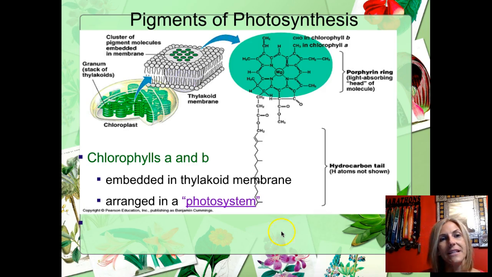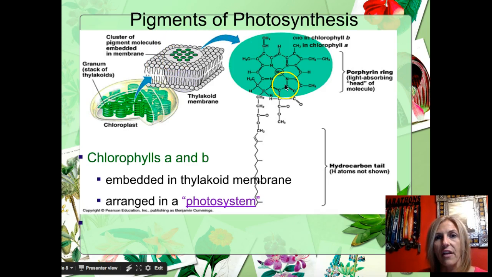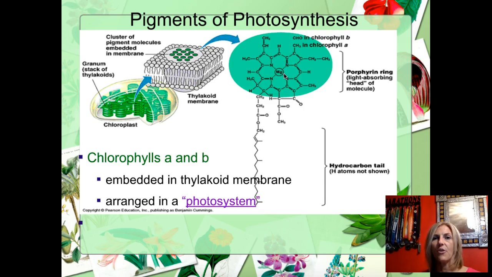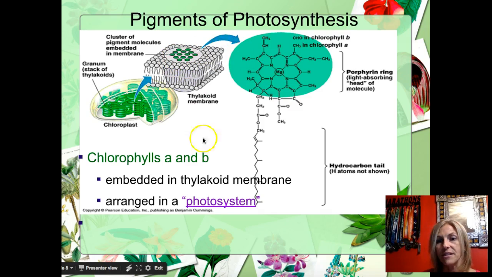So we're going to continue on through the thylakoid. In the thylakoid, we have clusters of pigment molecules. Those pigment molecules are chlorophyll. We're typically talking about chlorophyll A and chlorophyll B when we're talking about photosynthesis. These are found within the membrane. Right there you see that magnesium I referred to earlier. Plants need magnesium as it's a component of photosynthesis. A number of these molecules all in a group is called a photosystem.